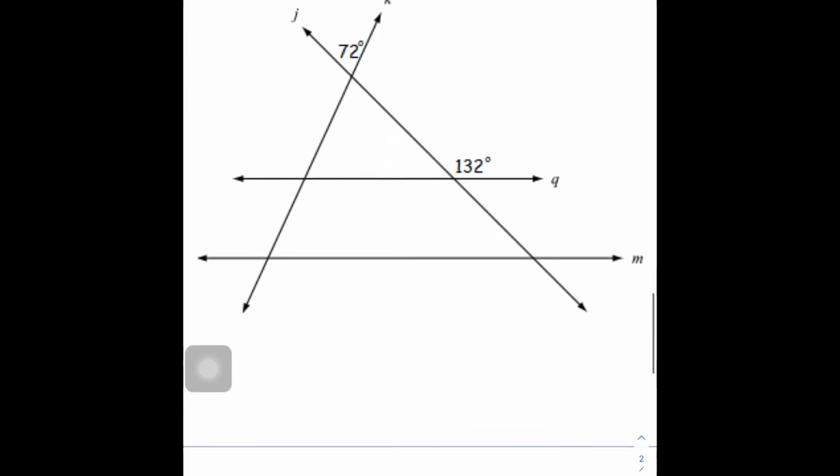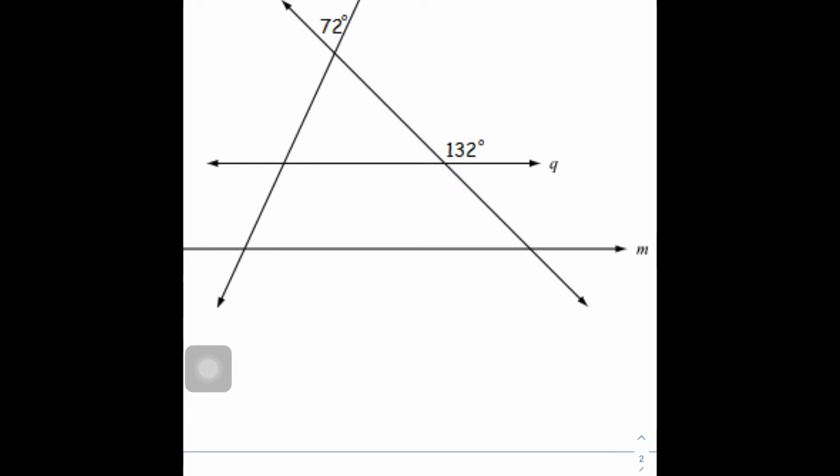All right, now I'm filling in the blank with all of the missing information. So let's start with the parallel lines. What I know, 132, vertical is 132. Then I'm going to go to corresponding, and 132, and 132. I can find the missing by taking 180 and subtracting 132.